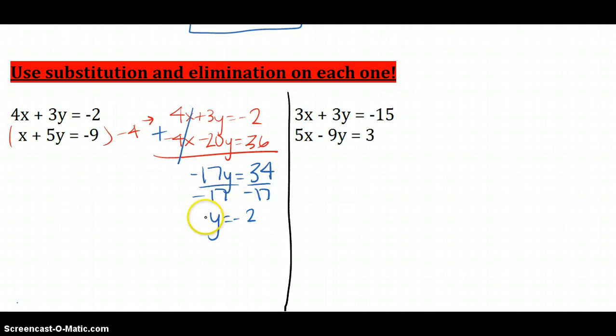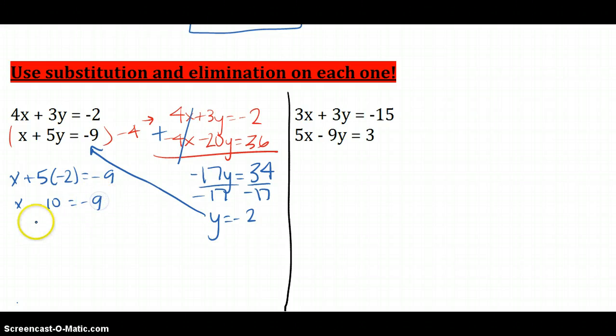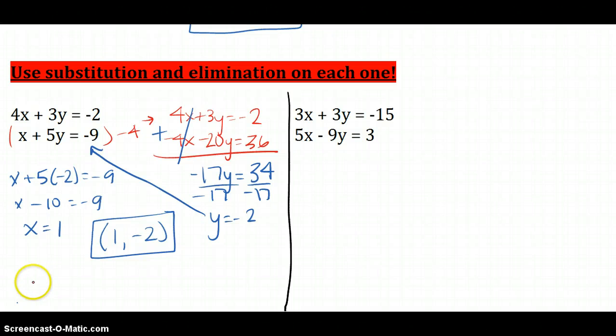So then to get my x, I need to plug into one of these equations over here. So I'm going to plug -2 in for y. And x equals 1. So now my solution is 1, -2. So your job for your notes is to use substitution. And you know if you did it right, because if you got that answer, you did it right.